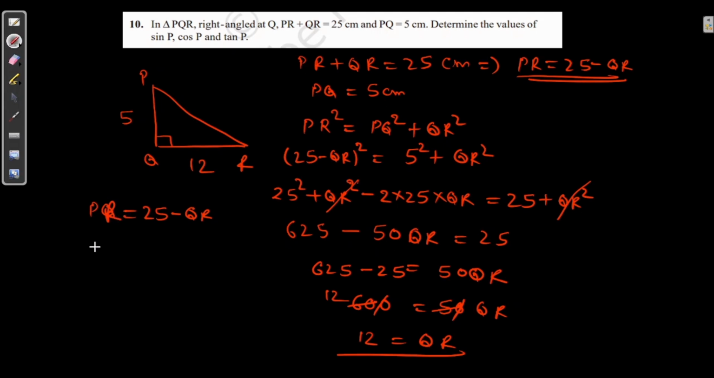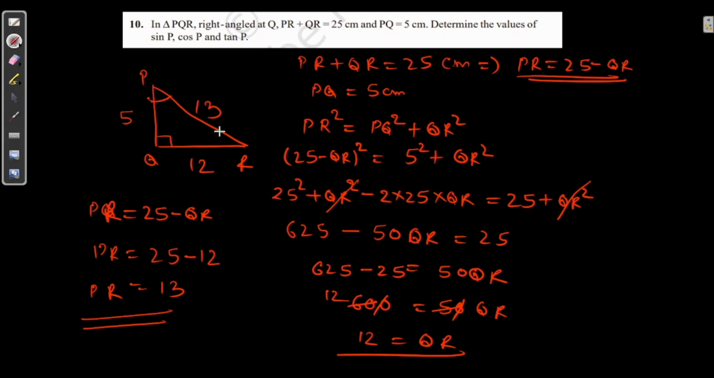Just look, the value of PR is actually 25 minus QR is 12. We will solve, it will be 30. So the value of PR will be 30. Now I am having PR, QR, everything. They are asking sine P. For angle P, now I do think it is very easy to find the value of sine P.